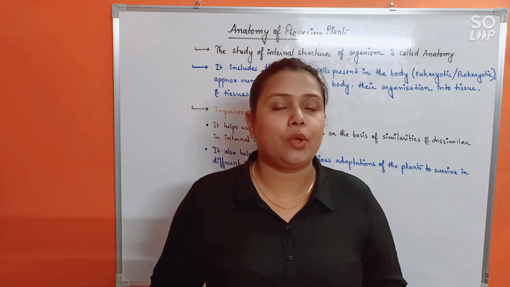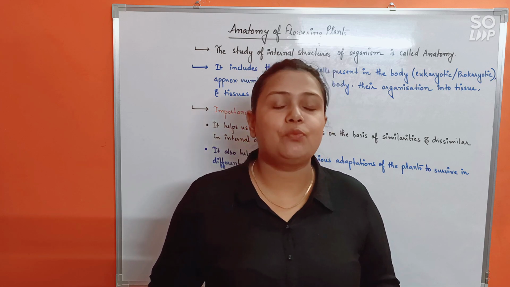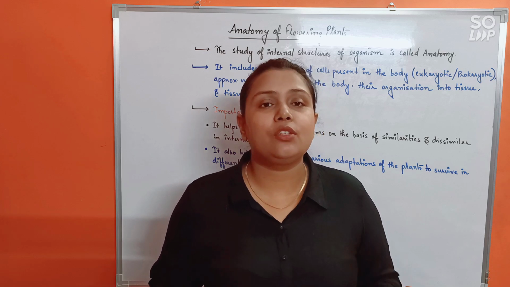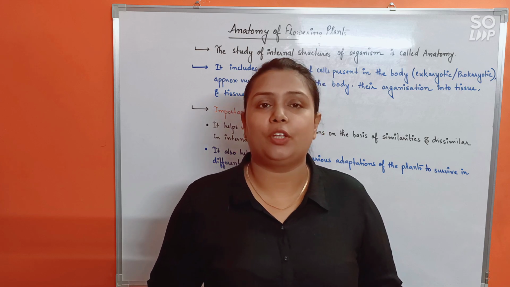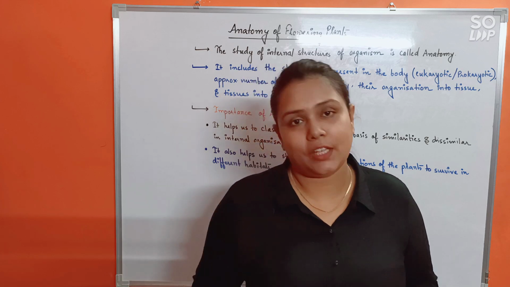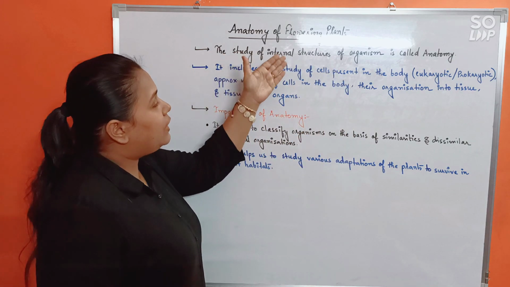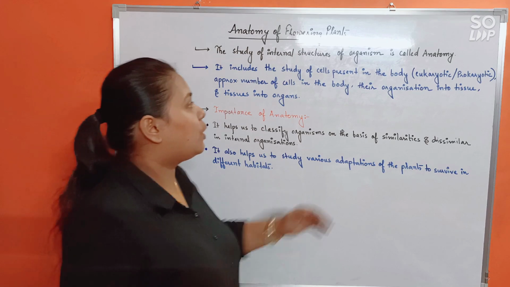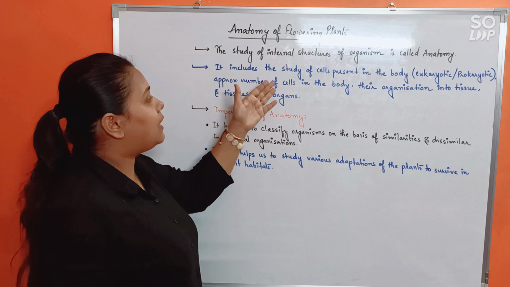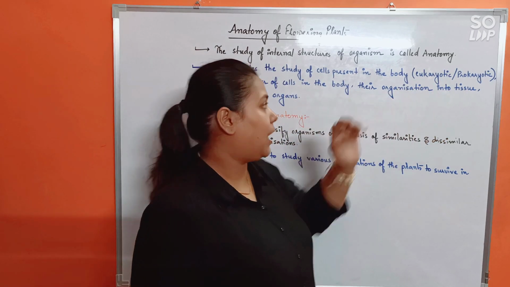So this is what we are going to discuss in this chapter, that is Anatomy of Flowering Plants. We'll be learning in detail all the internal organizations, the tissues or organs that are present in the body of angiosperms or flowering plants. Okay, so here is the introduction. See, the study of internal structures of an organism is called anatomy. Now, it includes the study of cells present in the body, whether eukaryotic or prokaryotic.